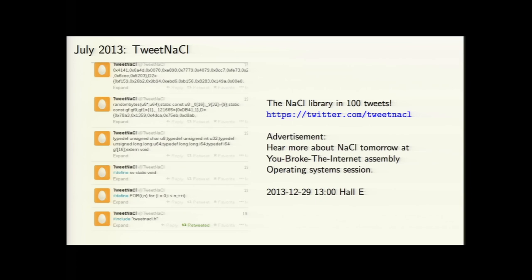A little bit of advertisement: for those of you who are interested in the SALT library and other stuff, there's the You Broke the Internet Assembly going on in parallel in Hall E. And tomorrow afternoon, starting at 1 o'clock, there's a meeting where we will be reporting in more detail about the SALT library.